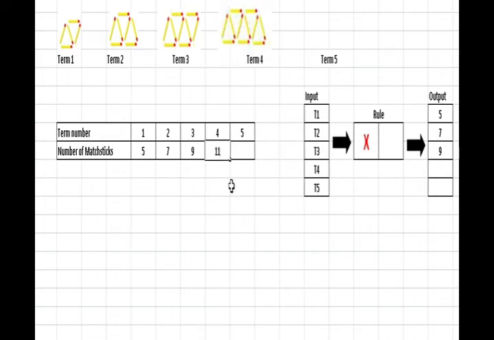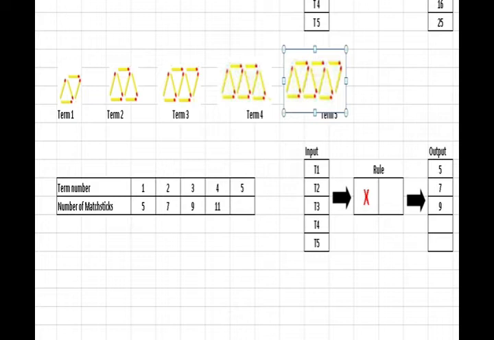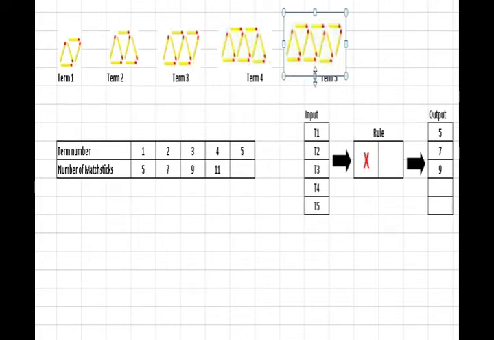and 9 matchsticks plus 2 more is equal to 11. And then if I take term 5, I'm going to repeat term 4. But in addition to term 4, I have added 2 more matchsticks on the side. And 11, because term 4 had 11, I'm just going to add 2 more to 11. And that's going to make 13 matchsticks in term 5.